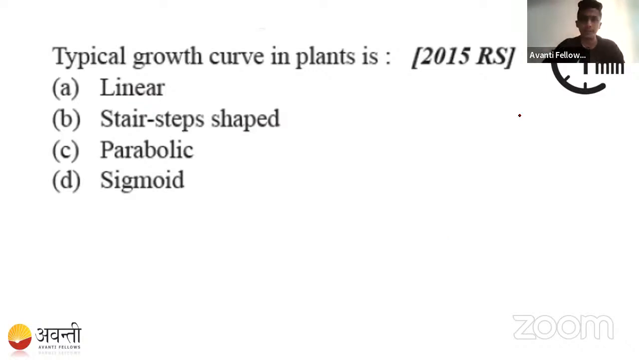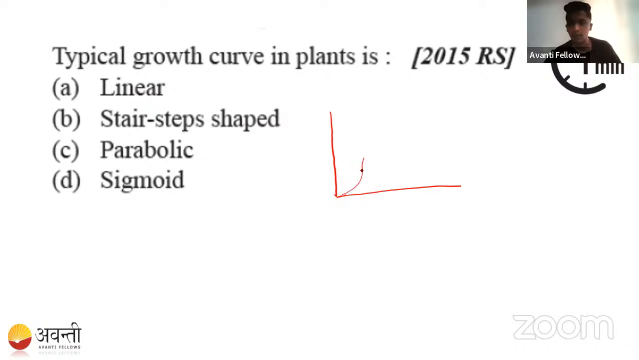Okay, so let us see. They're asking, what is the typical growth curve? We know what a growth curve is: for any cells or tissues, whether in plants or animals, growth with respect to time. When we see how growth occurs in plants, if you plot it against time, initially the growth is very, very less, which we call the lag phase.